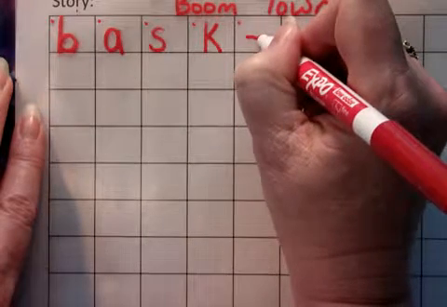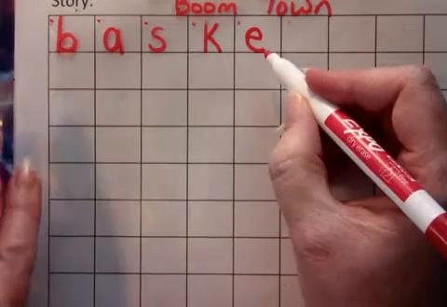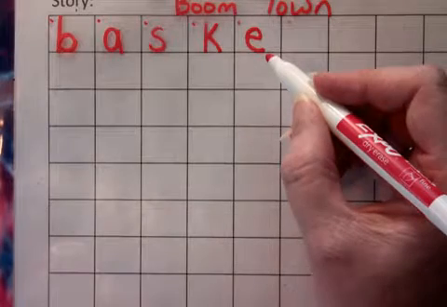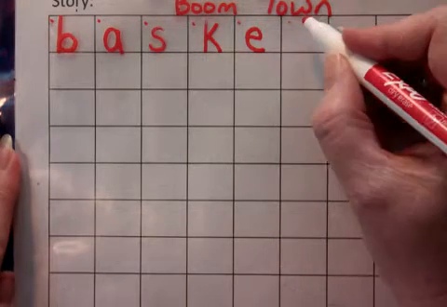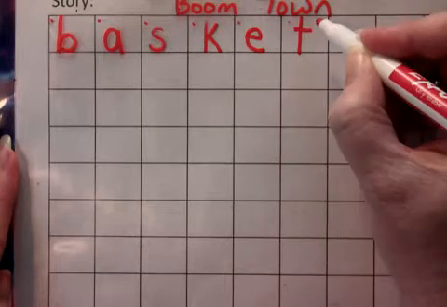Is the E. Push out, up, down, and around. The bottom of the E should touch the writing line. And the last sound is T. Start from the top, go down, and then cross.